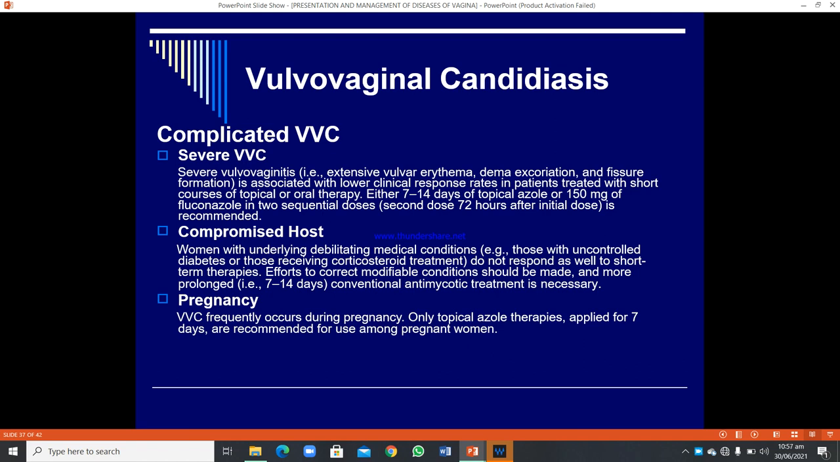Pregnancy. During pregnancy, VVC frequently occurs. Only topical azole therapies applied for 7 days are recommended for use among pregnant women.